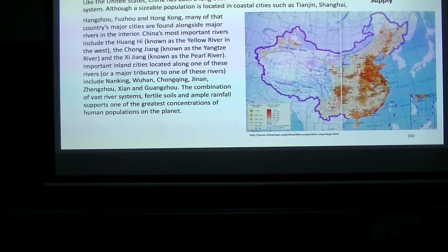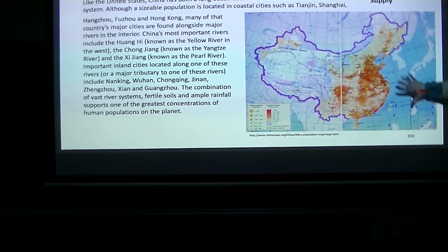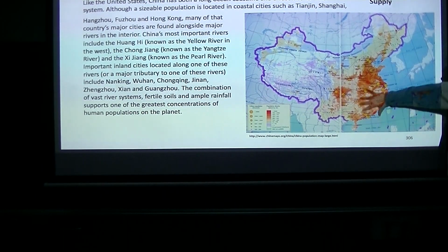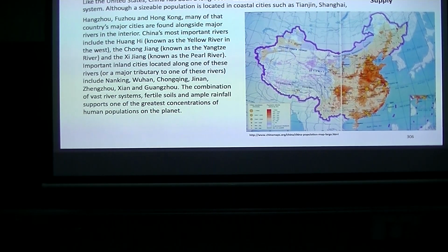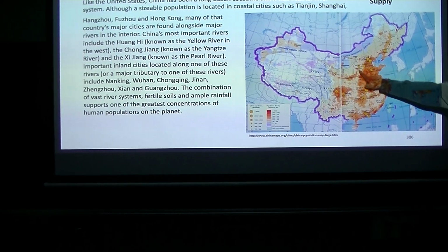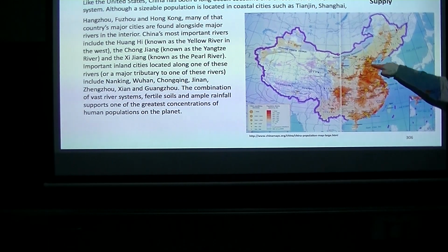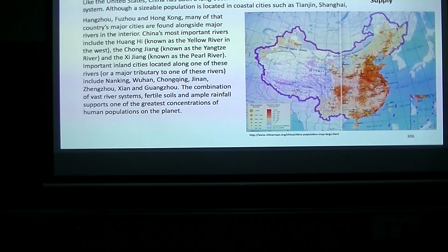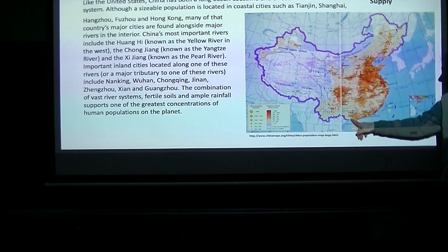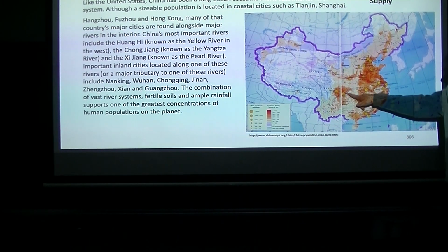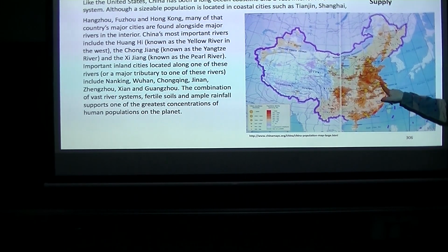Here's another one. This is some of the greatest concentration of people on the planet, in eastern China, right? Especially in here. It has good soils, it has ample rainfall. There's probably almost 1 billion people that live in this area. It's one of the most densely inhabited areas on the face of the earth. And the reason is that it can support a huge number of people, with these enormous river systems, here and here.